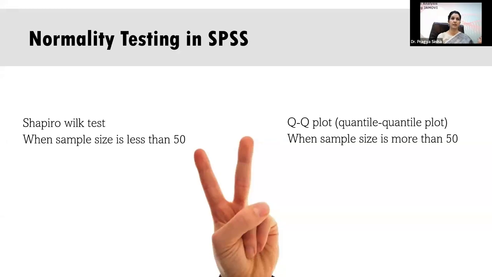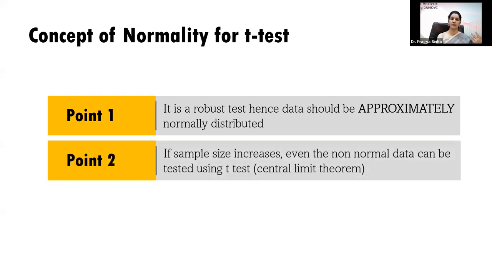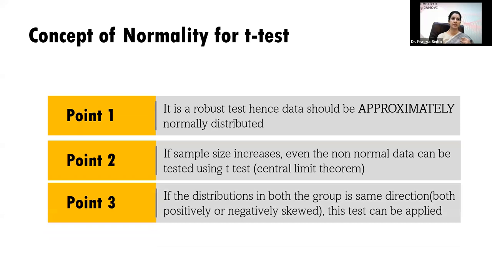We have talked about the QQ plot and the Shapiro-Wilk test regarding normality testing, and we have established that the t-test is a robust test. Therefore, the data should be approximately normally distributed. And if you increase the sample size, then even non-normal data can be tested using the t-test, because the central limit theorem says that if you take a large number of samples, it holds. How to decide? Generally, if it is more than 50, then you can go for an independent sample t-test.